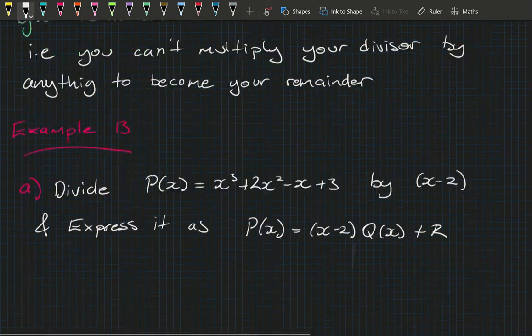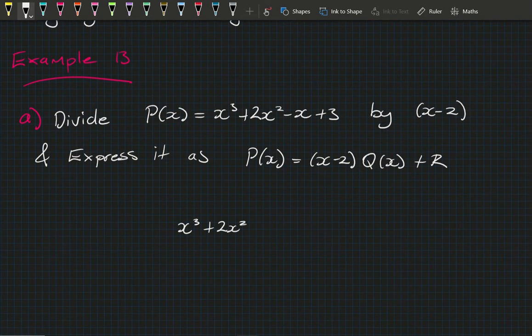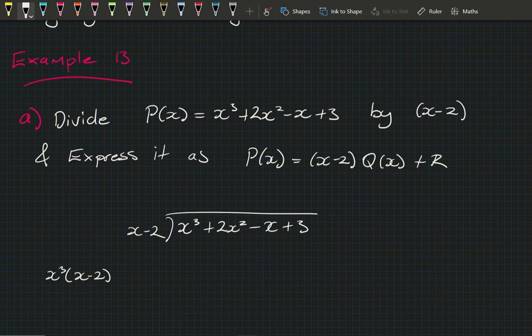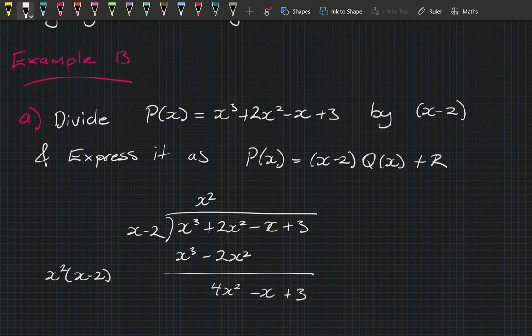Alright, so let's write out x cubed plus 2x squared minus x plus 3 divided by x minus 2. So we're focusing on the x cubed. So clearly x squared times x minus 2 is equal to x cubed minus 2x squared. Alright, we better put the x squared up the top. So subtracting that away, we obviously get rid of the x cubed, and 2 minus minus 2, so we're left with 4x squared minus x plus 3.